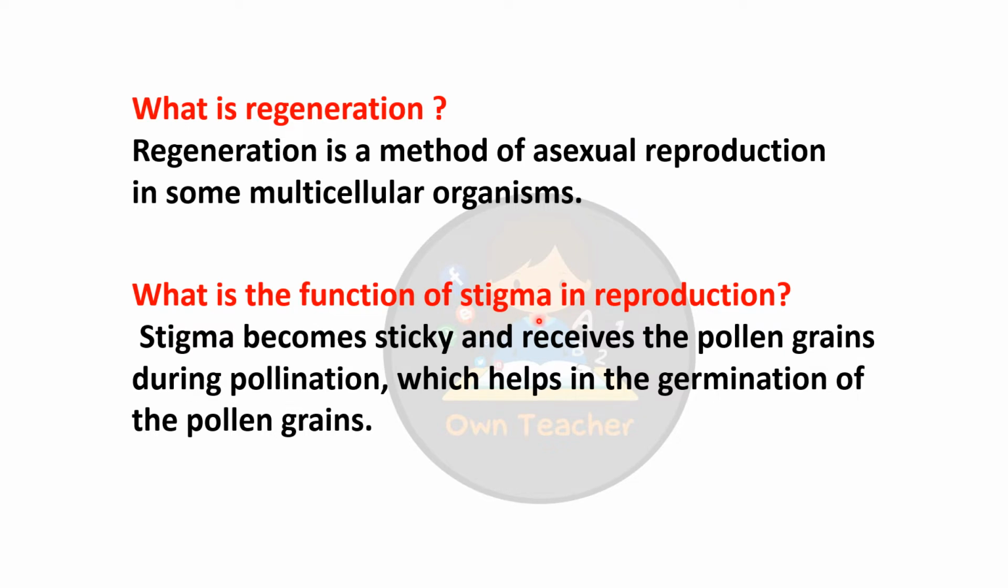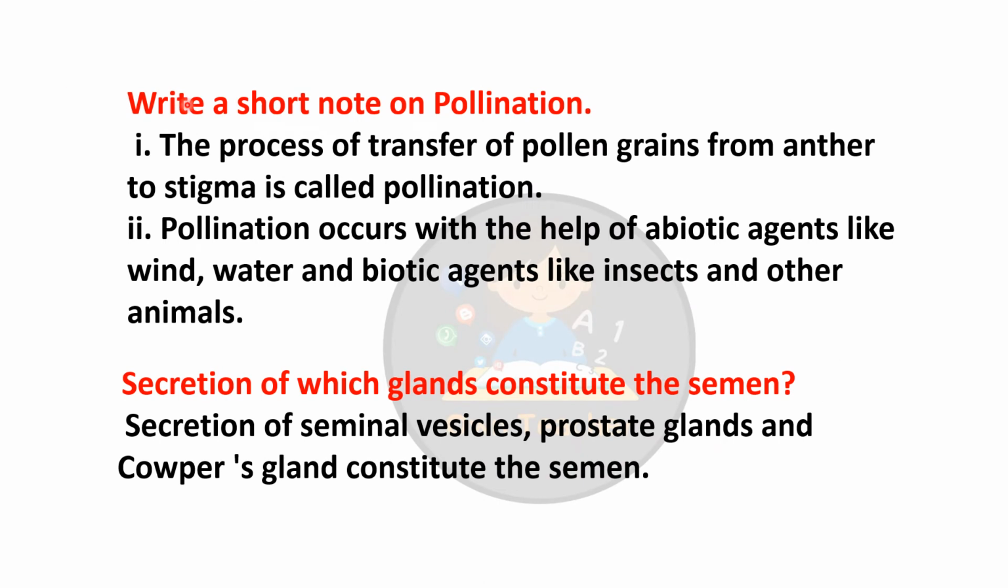What is the function of stigma in reproduction? Stigma becomes sticky and receives the pollen grains during pollination, which helps in the germination of the pollen grains. Write a short note on pollination. The process of transfer of pollen grains from anther to stigma is called pollination. Pollination occurs with the help of abiotic agents like wind, water, and biotic agents like insects and other animals.